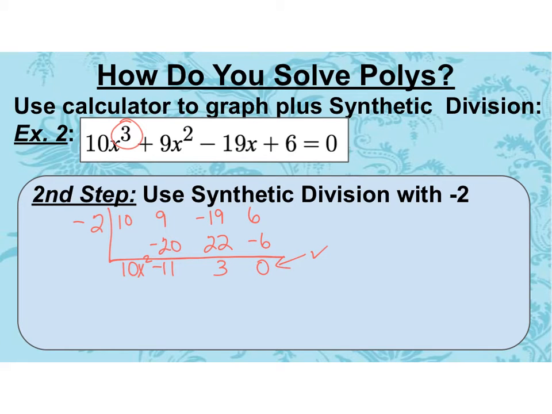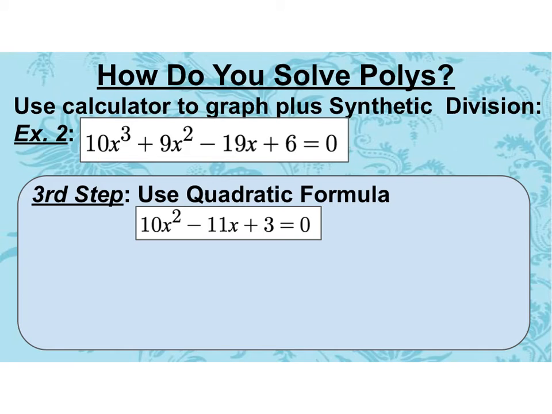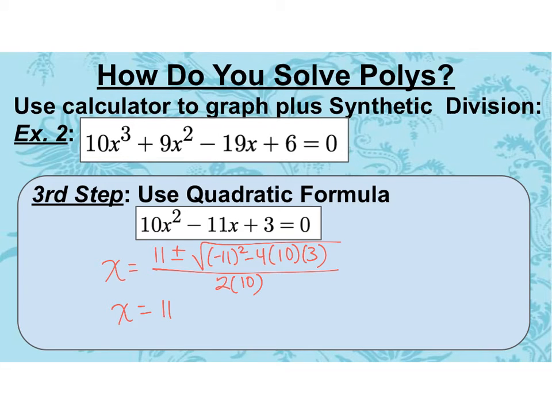So from here, we can now go over to the quadratic formula. So we're going to do the quadratic formula with what was left over from dividing. And when I do that, I get x equals -b, so that would be positive 11 plus or minus the square root of -11 squared minus 4ac, all over 2a. X equals 11 plus or minus the square root of 121 minus 120, all over 20.